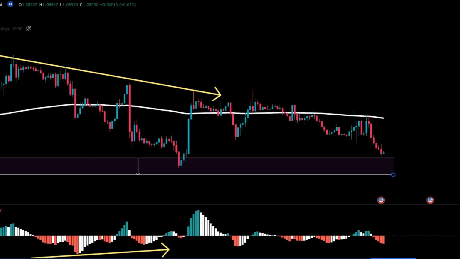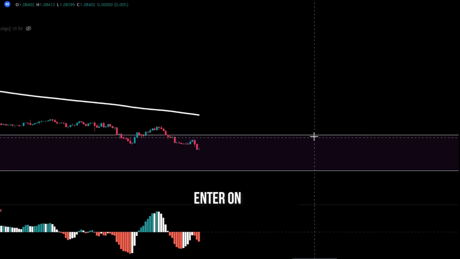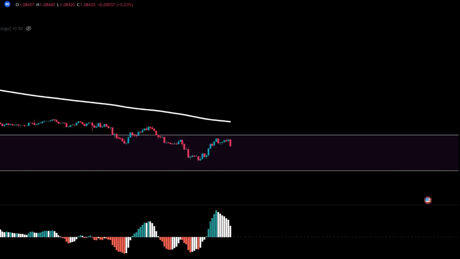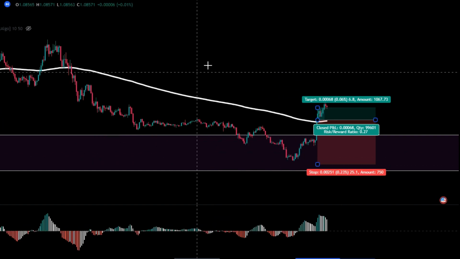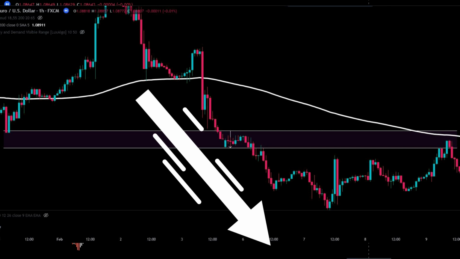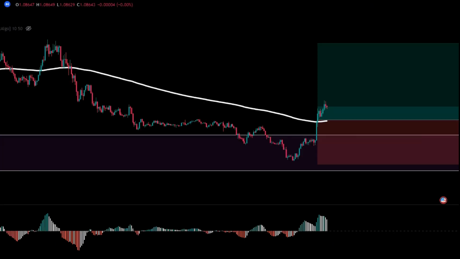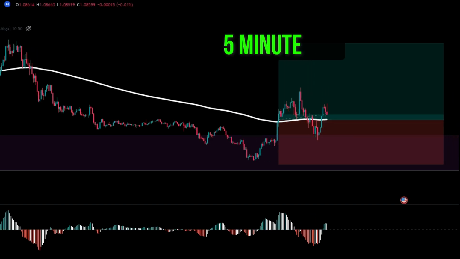Once the price reaches support zone, you're gonna switch your chart to 5 minutes and wait for the price to exit out of the zone. If the price bounces back, we're gonna enter long immediately and target the recent swing high. And if the price goes through the zone, we're gonna enter short on the retest of these resistance zone. But we're gonna use 1 hour chart to establish zones and 5 minutes for the trade entry.